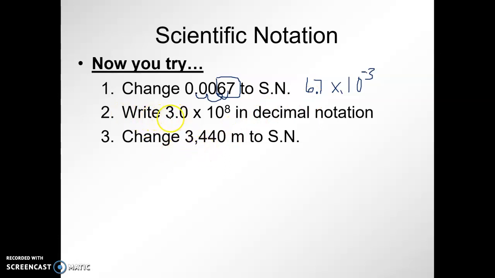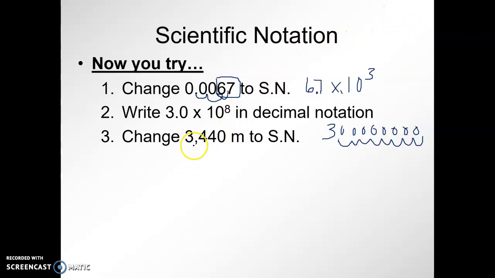Now number 2, you're going to write 3.0 times 10 to the 8th in a decimal notation. So we know that the number is going to be 3 something. We have a coefficient of 3 times 10 to the 8th. That tells you that you're going to move the decimal 8 times. And essentially, you're going to be adding 8 zeros. So the decimal's here. You're going to go 1, 2, 3, 4, 5, 6, 7, 8. Your decimal is going to end up there. So you're going to have 1, 2, 3, 4, 5, 6, 7, 8. That should be your correct answer.